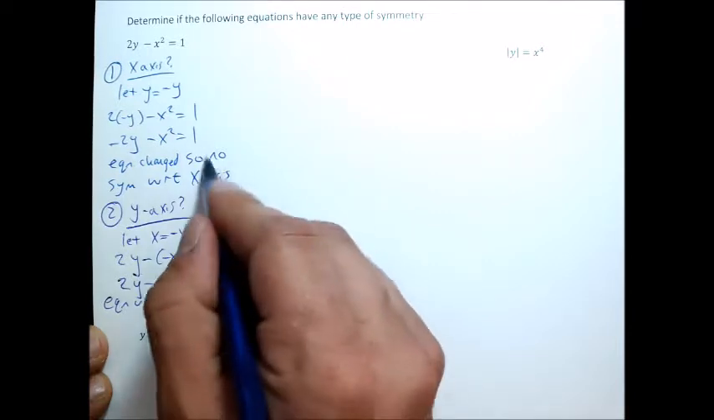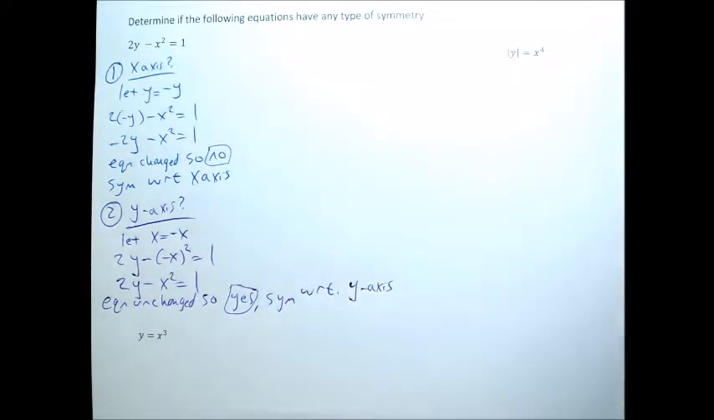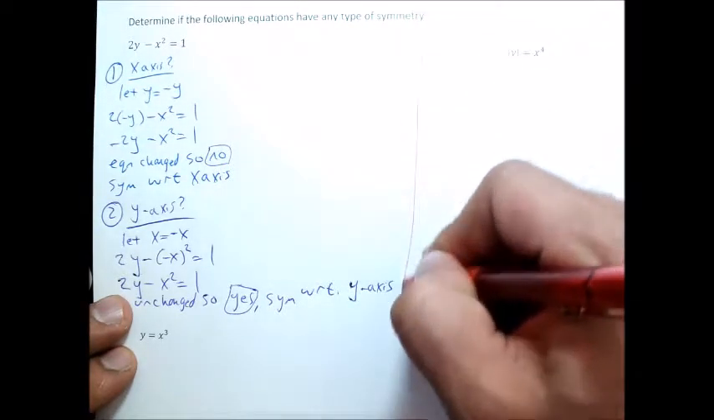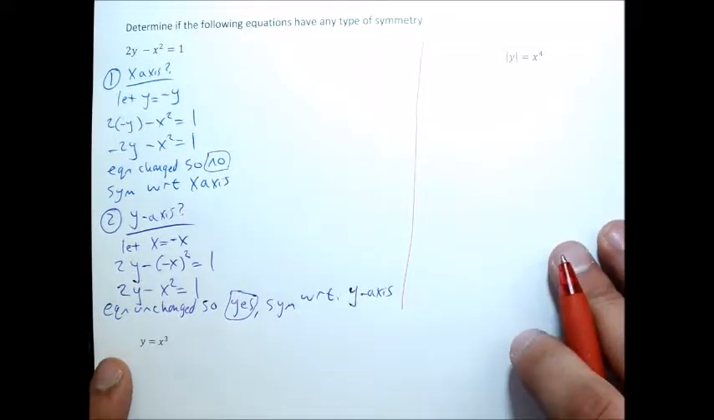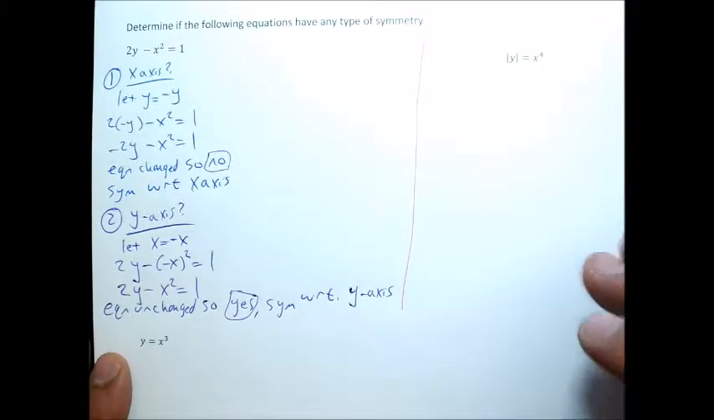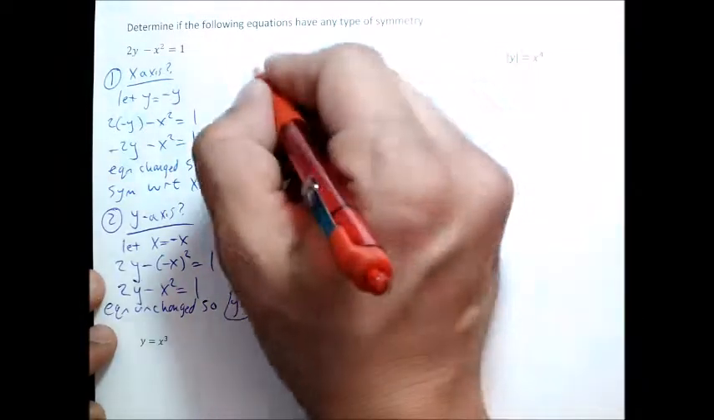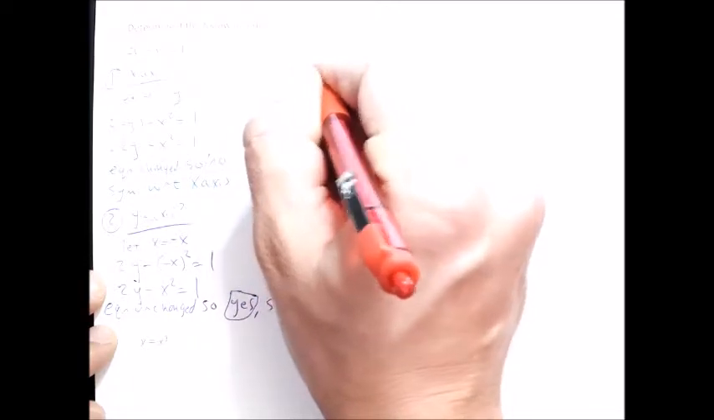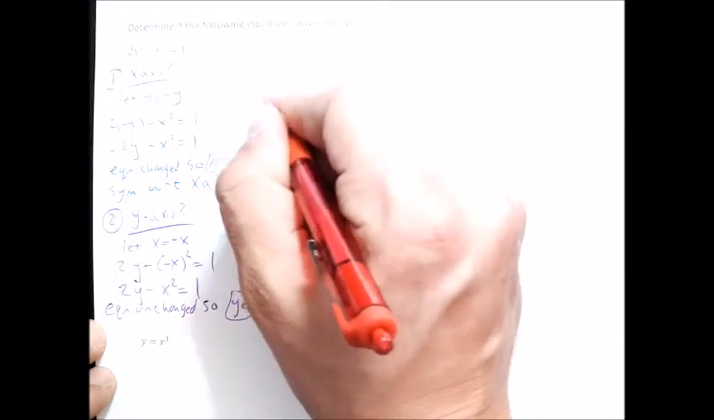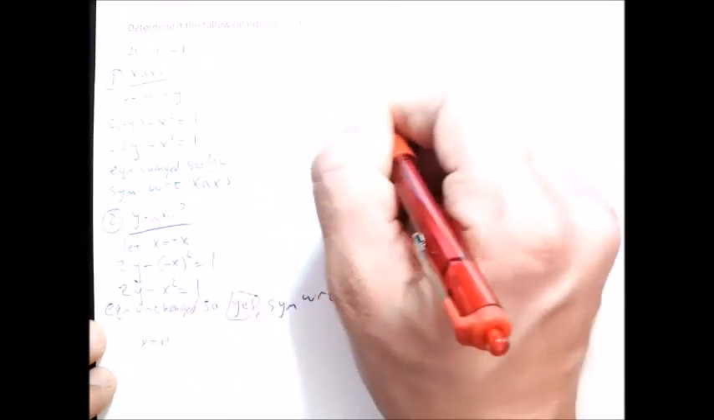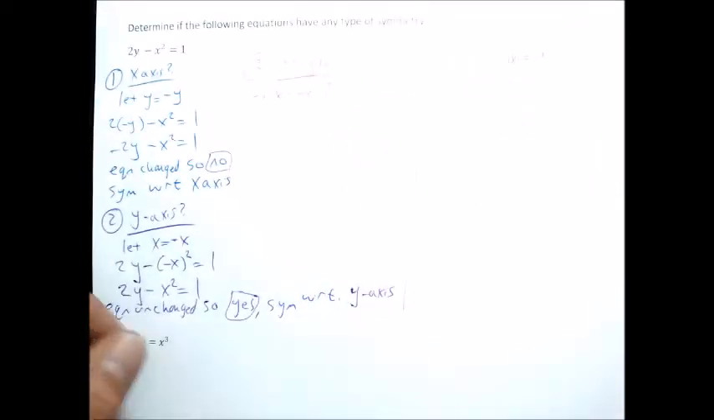So we had a yes, a no, and let's do the origin. Questions about this though, at this point? So no x-axis symmetry, yes y-axis symmetry, and let's look at origin symmetry. With the origin symmetry, you do both those things. You let x equal negative x and y equal negative y together.